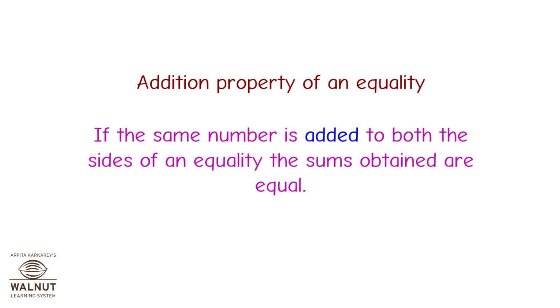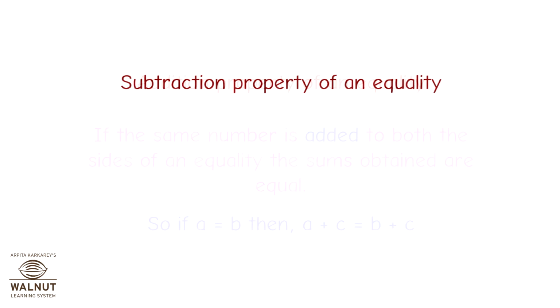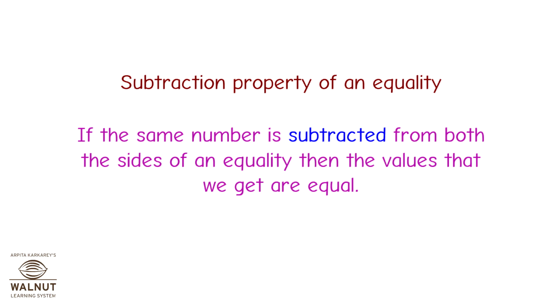Addition property of an equality. If the same number is added to both the sides of an equality, the sums obtained are equal. So, if A is equal to B, then A plus C is equal to B plus C. Subtraction property of an equality. If the same number is subtracted from both the sides of an equality, then the values that we get are equal. So, if A is equal to B, then A minus C is equal to B minus C.